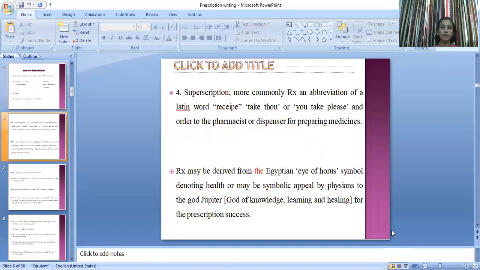The fourth is superscription, which is denoted by RX, an abbreviation of the Latin word recipe, also known as take, or you take, please, an order to the pharmacist or dispenser for preparing the medicine. RX may derive from the Egyptian Eye of Horus symbol denoting health, or may be a symbolic appeal by a physician to the god Jupiter, the god of knowledge, learning, and healing, for the success of the prescription.